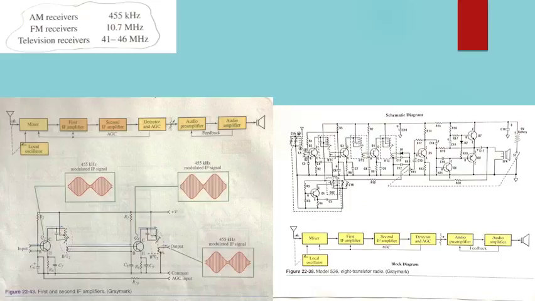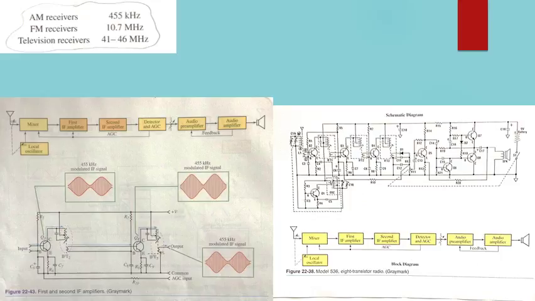The standard intermediate frequencies for receivers are, as seen on the left side of the screen: for AM receivers, 455 kHz; FM receivers, 10.7 MHz; television receivers, 41 to 46 MHz.